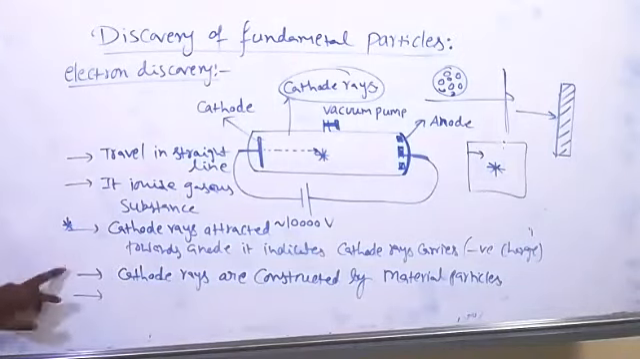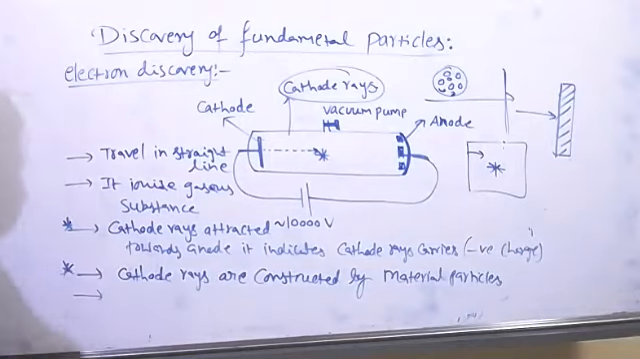Major important points are these two. First point, cathode rays travel in a straight line. When cathode rays are passed through an electric field, they are deflected towards the anode. Anode means attracted towards the anode plate side. It indicates cathode rays have negative charge. In the path of cathode rays, if you place a small wheel made of mica, it starts rotation. It indicates cathode rays are constructed by some massive particles.